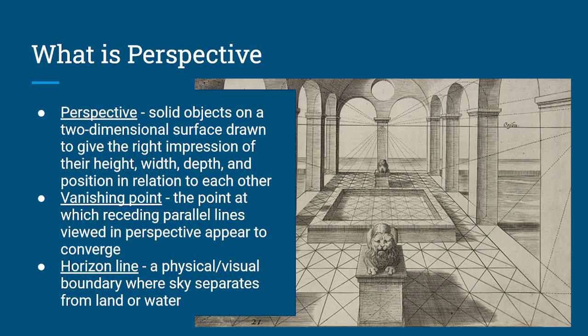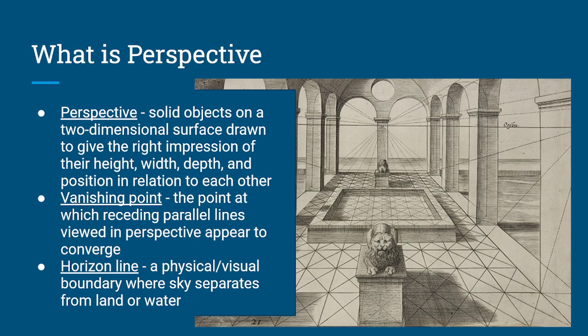Alright, so I have some definitions for you. I thought the best way to explain what perspective is was to just give you the definitions and talk about them. So perspective is defined as solid objects on a 2-dimensional surface drawn to give the right impression of the height, width, depth, and position in relation to each other. When we draw in art, we are always drawing in relation to everything else in the portrait, because that's how we see the world. We see the world in relation to everything around it. So you want to make sure things look properly sized based on the things around it, which we talked about in our last video lesson.